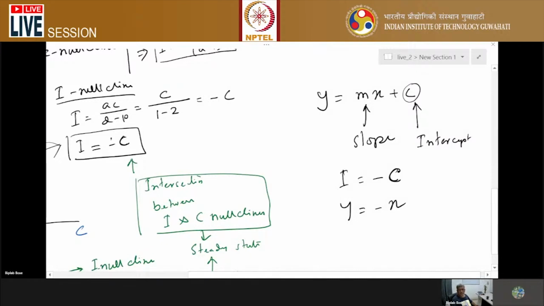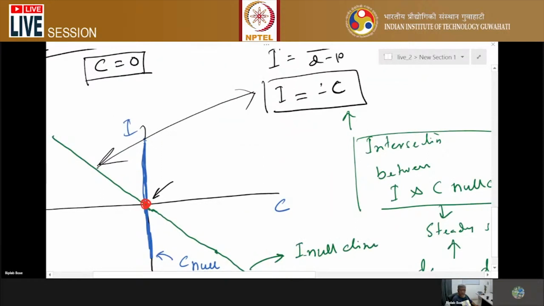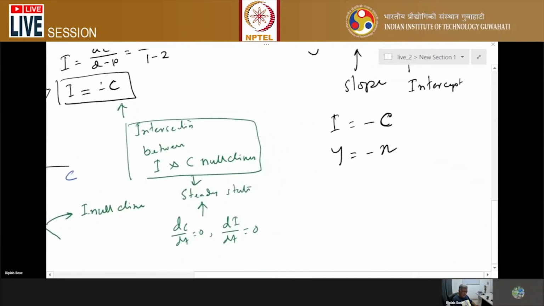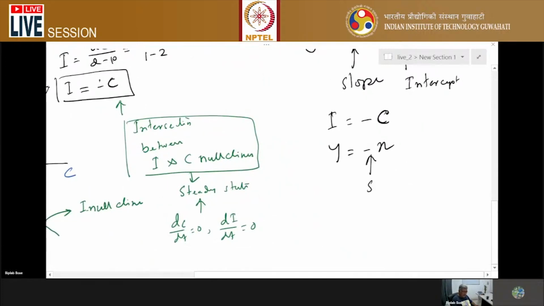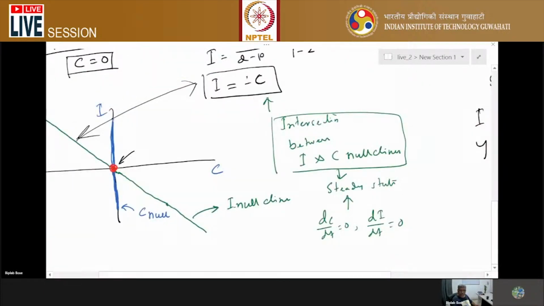So that means this line should go through 0, 0, right? Because it does not have any intercept. So it must go through this 0, 0. At the same time, the slope is negative. Slope negative. That means I should have a slant that is high on the left hand side and low on the right hand side. Then only the slope can be negative. That is why we have this type of line. Fine.